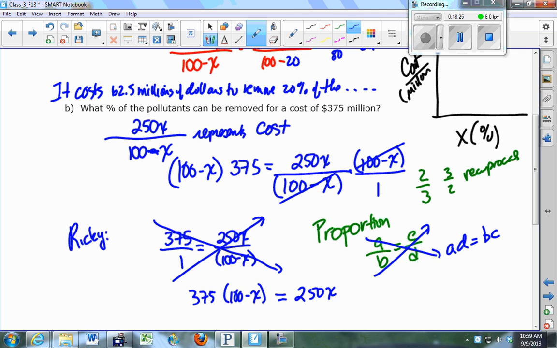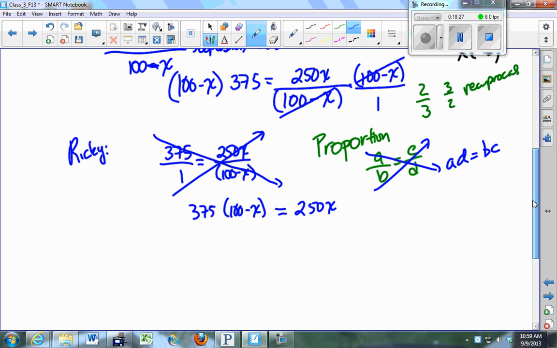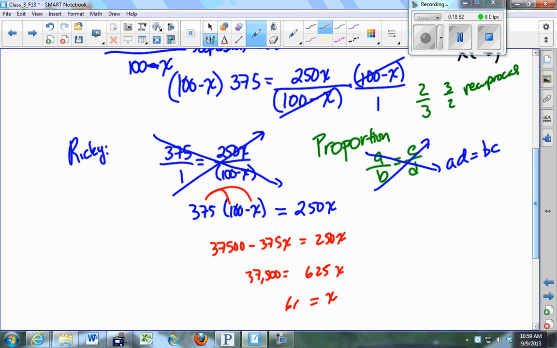Okay. So now to solve this equation, you use your distributive property. And you get 37500 minus 375x equals 250x. And there it's just a straight linear equation to solve. 37,500 equals what? 625x. So x equals, what does x equal? 60? Thank you. So if we had $375 million, we could remove 60% of the pollutants.